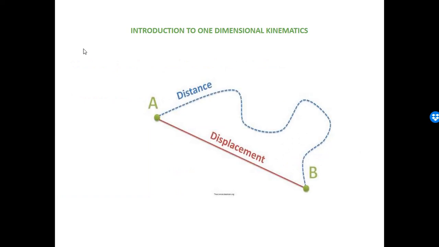Here's a picture of the difference between distance and displacement. You can see distance, we go all around and about and get from point A to point B, where the displacement would be as the crow flies, the straight line between A and B. Your displacement will always be less than or equal to your distance. You can't have a smaller distance than your displacement.